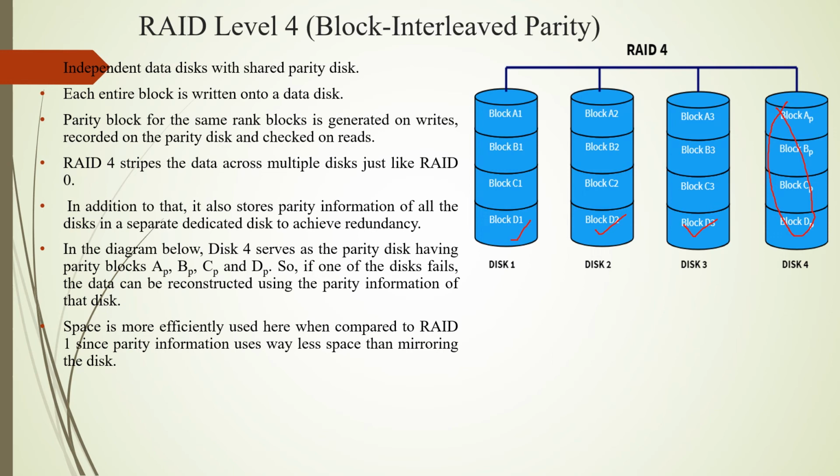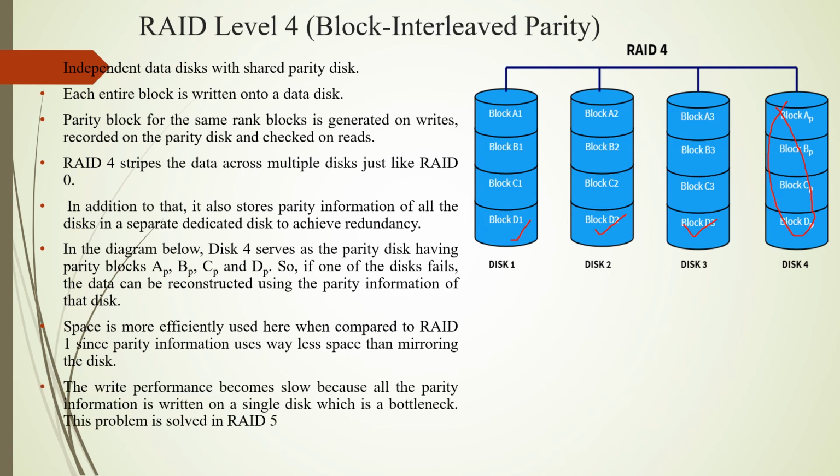Space is more efficiently used here when compared to the RAID 1 level technology, since parity information uses very little space compared to the mirroring technique used in RAID 1. The write performance becomes low because all parity information is written on a single disk, which acts as a bottleneck, and this bottleneck problem can be solved using the RAID 5 level technique.